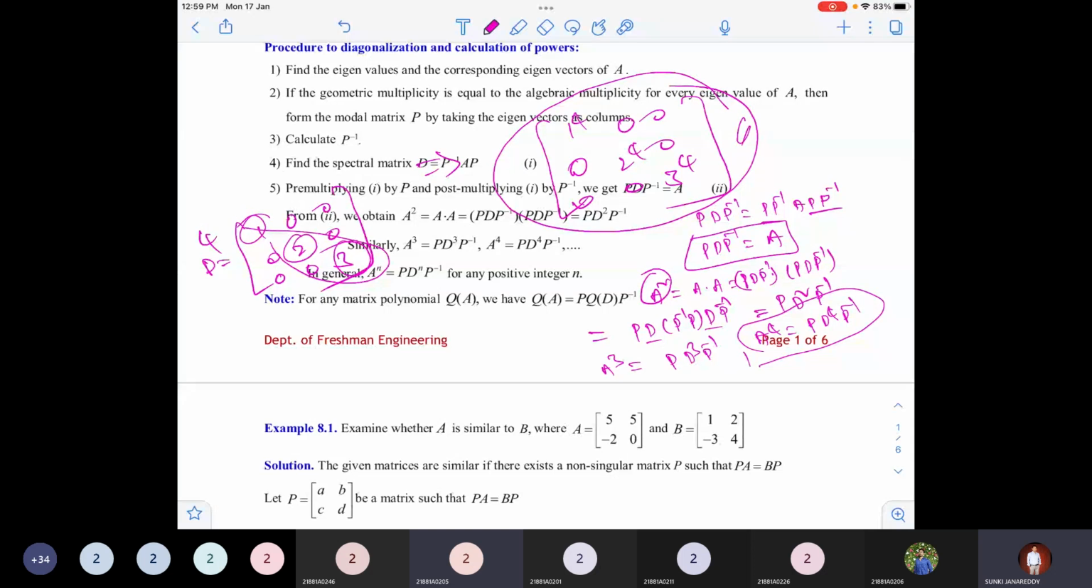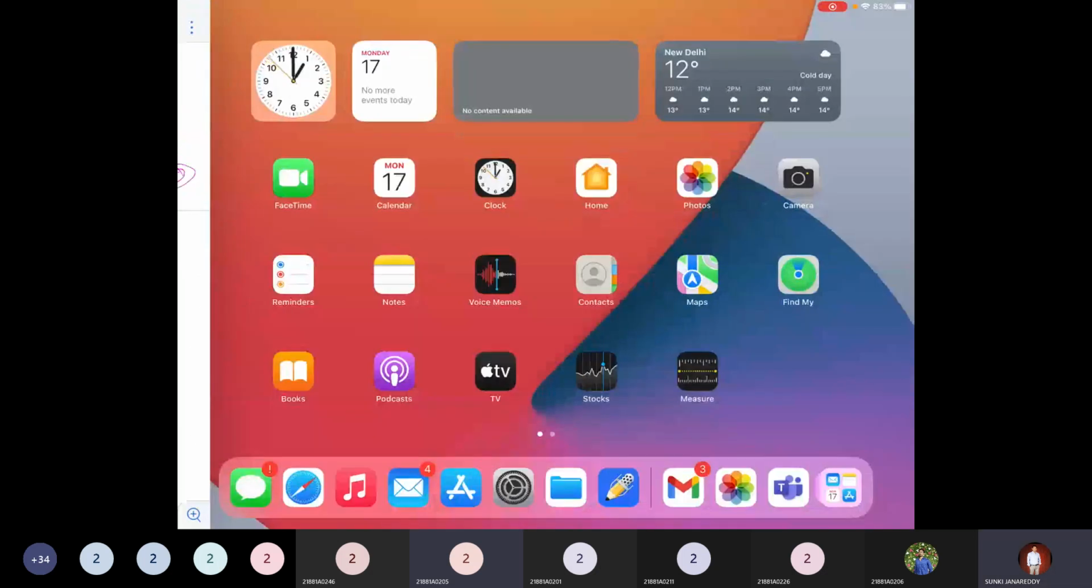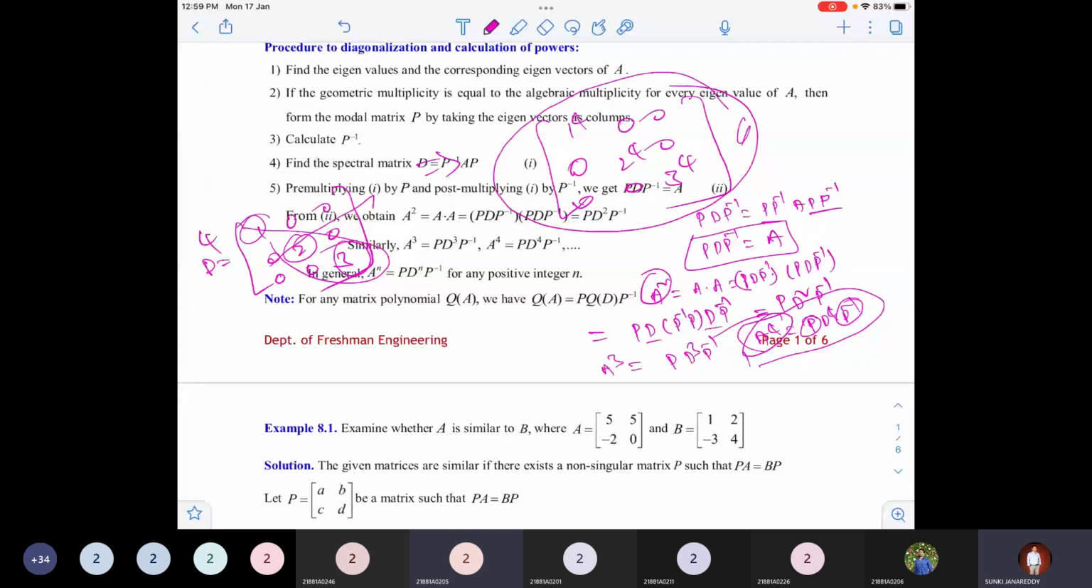Now, what is P, what is P inverse? No need to calculate this one by hand, you can directly enter it in the calculator and get the powers. Here you should just know the formula, you should remember it. I think you understood this one, right? All of you okay now, up to here? Okay, sir.